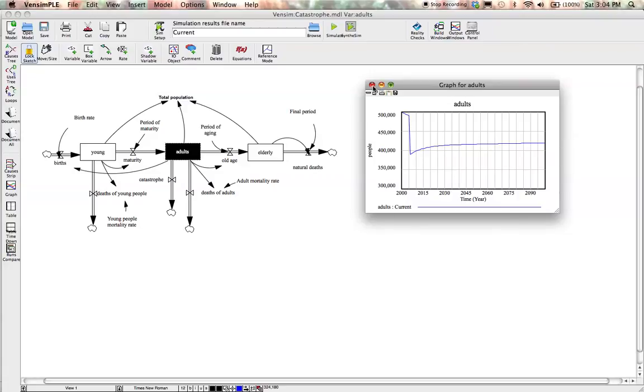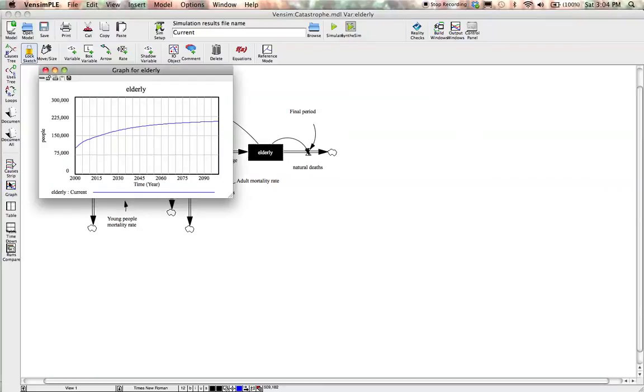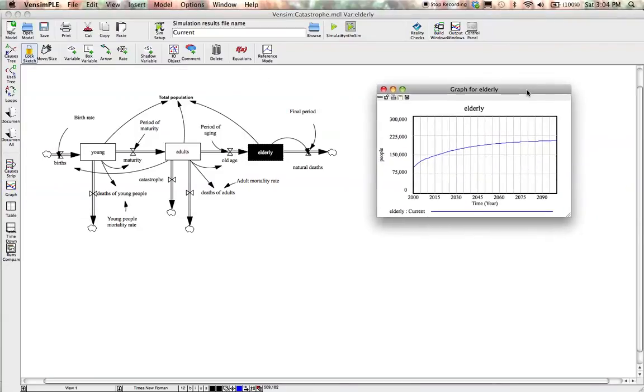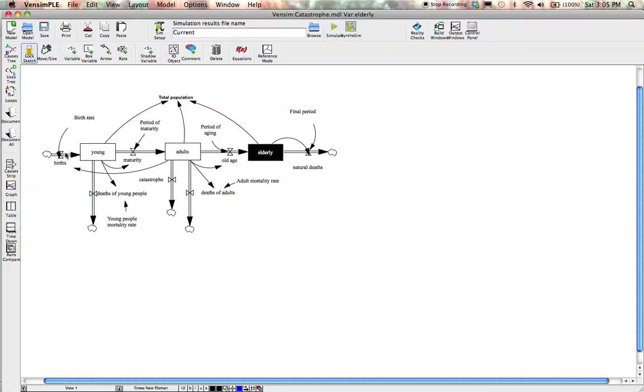Okay, we can look at the elderly. Okay, and look at the graph. And the graph for the elderly is continuously increasing. So what's happening in this population is that the adults are aging, and so the population of elderly is going to plateau somewhere near 200,000 people. Okay, so because of adults, and it's interesting to see that the catastrophe that adults undergo doesn't seem to affect much the elderly population.